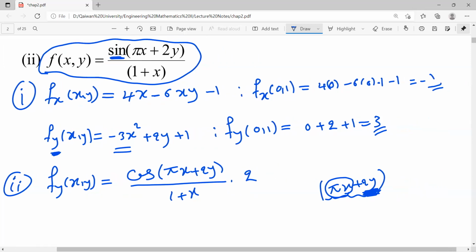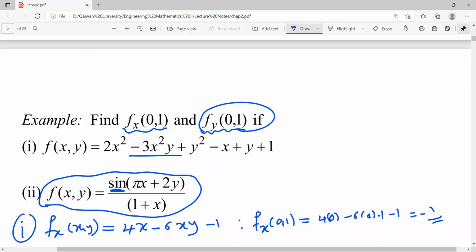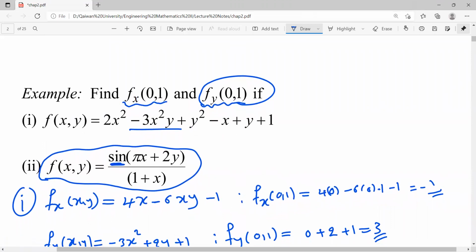That means this is the derivative of the angle. Because here we have pi x plus 2y. If we take the derivative of the angle with respect to y, we treat x as constant and you get 0 for the first term, and in the second term we get 2. It equals 2 cos of pi x plus 2y, divided by 1 plus x. This is f sub y at xy. So how about f sub y at 0 and 1? We just replace x by 0 and y by 1.